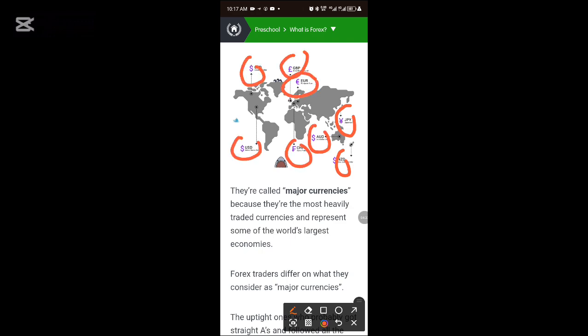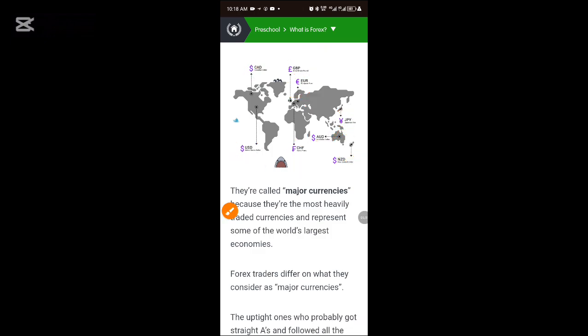So these are the major currencies in the world that we trade in Forex. We trade the USD dollar, the CHF, which is the Swiss franc, the AUD, the NZD, the Japanese yen, the European euro, the GBP pound, and the CAD, the Canadian dollar. So these are the currencies which we trade in the market.